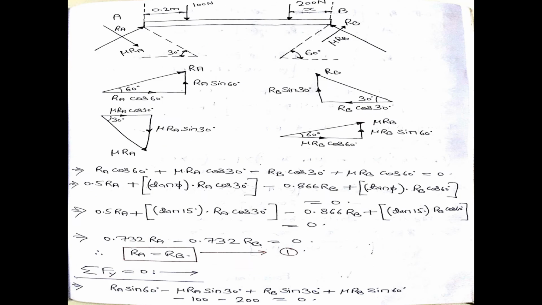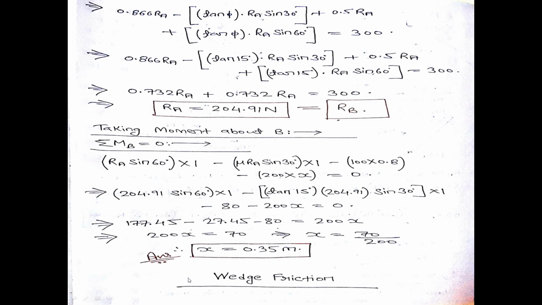Since RA is equal to RB, substitute equation number 1 in equation number 2. You can get the values of RA and RB. RA comes out to be 204.91 Newton, which is equal to your RB value. Is it clear so far? Values of RA and RB, how I have calculated? Yes, sir. Okay, fine.